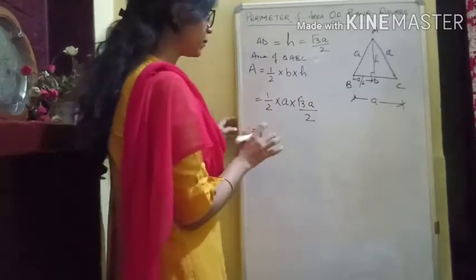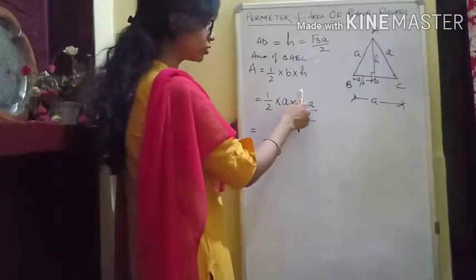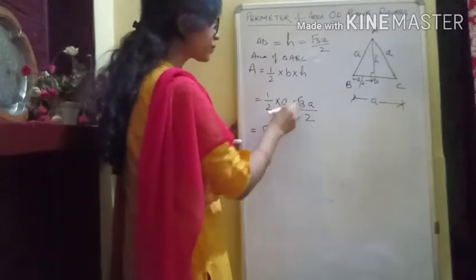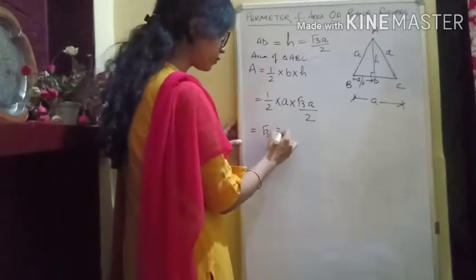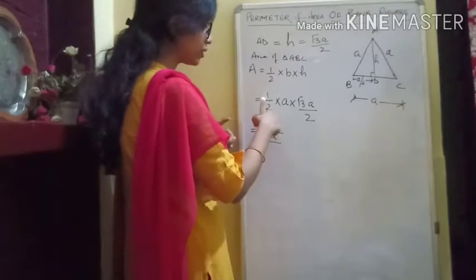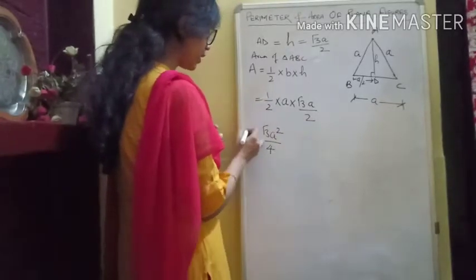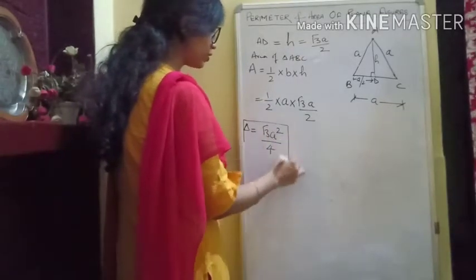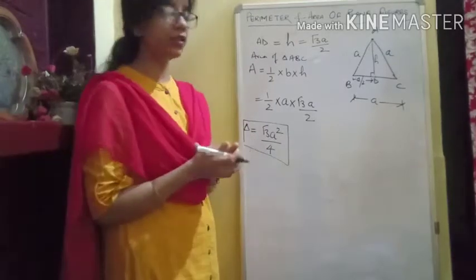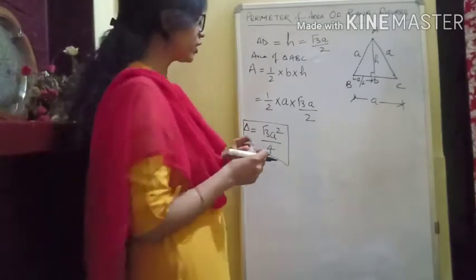So here let's multiply this all in the denominator. It is root 3 into 1 will be root 3. a into a will be a square. Denominator 2 into 2, it will be 4. And that's how we have calculated the area of an equilateral triangle, which is coming root 3a square by 4.